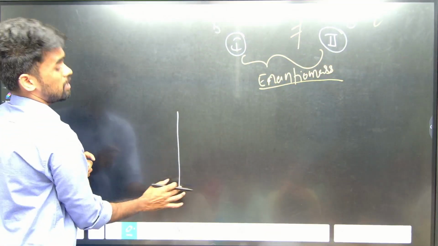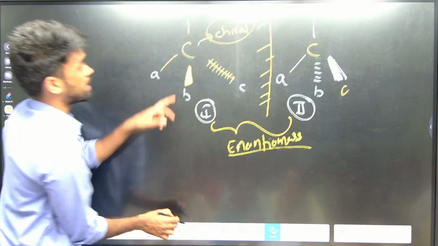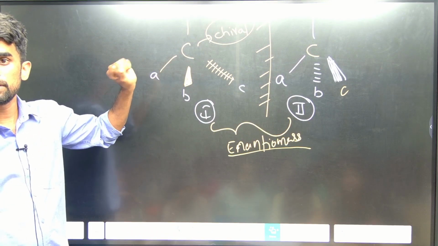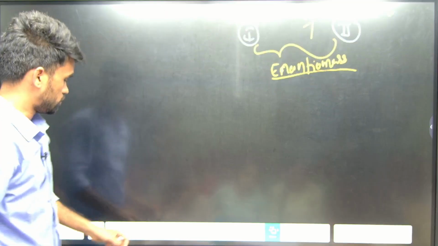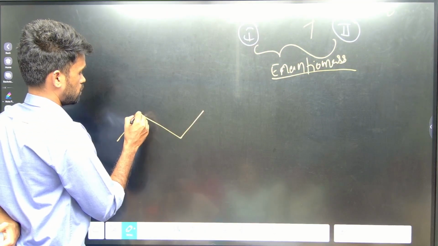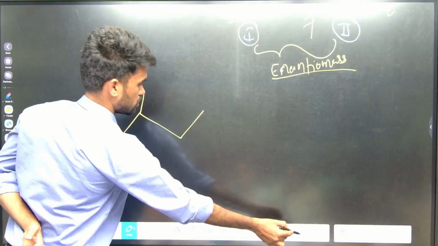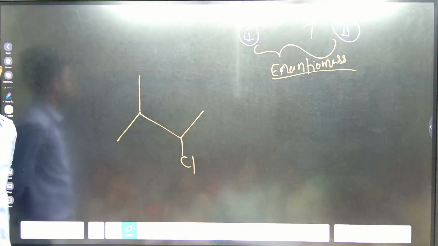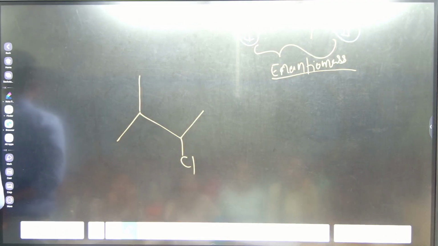So what is the thing you need to identify first? A chiral center. Chiral center means carbon with 4 different groups. Okay. So tell me, how many chiral centers are there in the given molecule?